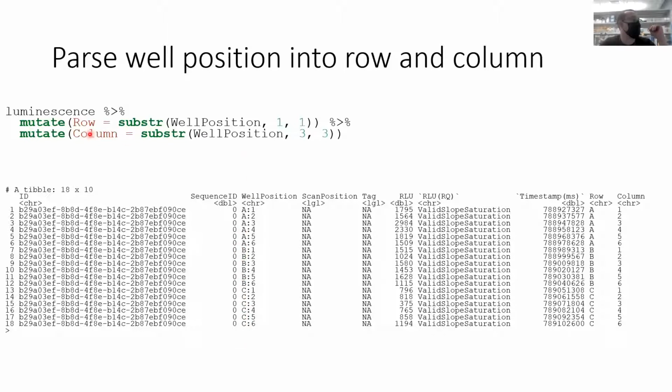I do the same where I mutate for a new variable called column, where instead of 1, 1, I do 3, 3, because I start at the 3rd character in the string, and I stop there too. So 1, 2, 3. It'll be the number here. So if we look at the 2 new variables that I'm creating with this command, I'm creating a variable called row. The first 6 samples are A, the second 6 samples are B, and the third 6 samples are C. And then I have the corresponding column numbers here.